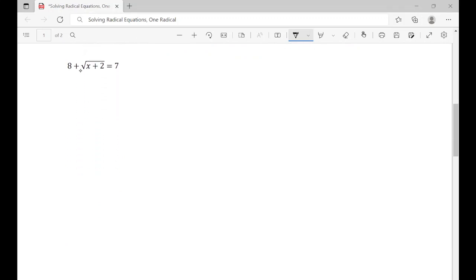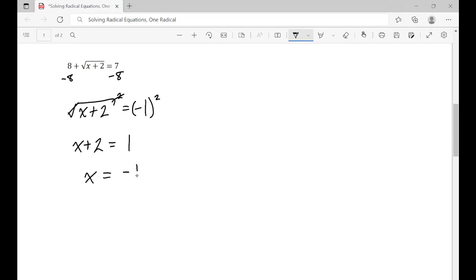Next I have 8 plus square root of x plus 2 equals 7. So I'm going to isolate my square root. So I'm going to subtract 8 from both sides. So I'm going to get square root of x plus 2 equals -1. And again, I have an index of 2, which means I'm going to square both sides. And when I do that, the square root and the square cancel, leaving me with x plus 2. And -1 squared is going to give me a +1. Now I'm going to subtract 2 over, and I'm going to get x equals -1.